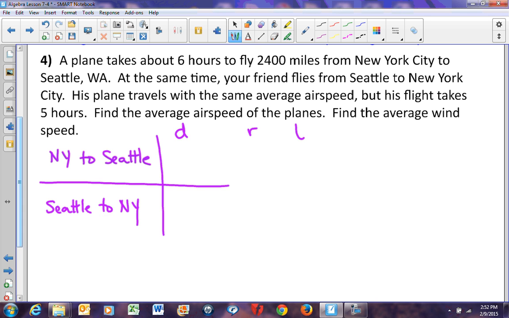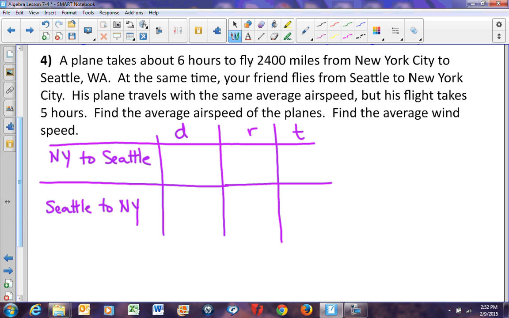Distance, rate, time. All right. A plane takes about 6 hours to fly from New York City to Seattle, Washington. So 6 hours, 2,400 miles. Okay, your friend who flies from Seattle to New York, his plane travels with the same average airspeed, but his flight takes 5 hours to travel 2,400 miles. You might say, well, what do we put in for the rate? Well, here's the deal. This guy's got a headwind. He has a tailwind. A headwind hurts you, a tailwind helps you.